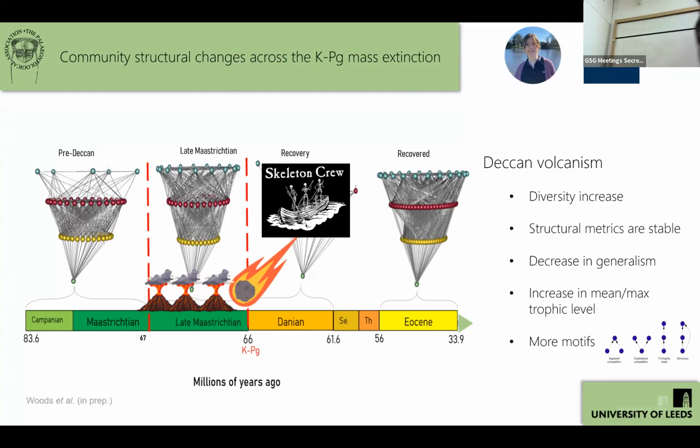Deccan volcanism. So volcanism happens in this time period here, where we see a diversity increase, we see a stability of structural metrics, we see an increase in specialization, and we see an increase in mean and max trophic level, and we see more motifs. So arguably, even though these changes are quite subtle from the pre-Deccan to the Deccan interval, if anything, we're seeing an increase in complexity. So there's no evidence of any sort of nasty effects on ecological structure brought about by Deccan volcanism, which is an interesting question in itself. So other times in Earth history, these large igneous province eruptions cause absolute mayhem, but at the KPG, it seems the effects of Deccan volcanism was negligible.